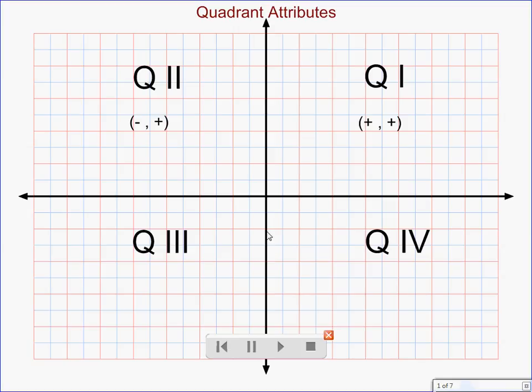All points below the origin on the y-axis are negative. So points in quadrant 3 would be negative, negative. Again, all points below the origin on the y-axis are negative, and all points to the right of the origin on the x-axis are positive. So the points in quadrant 4 become positive, negative.